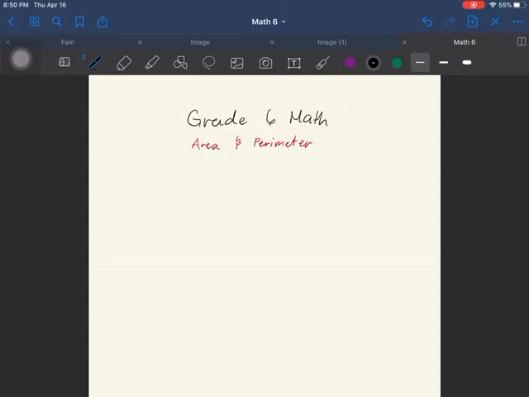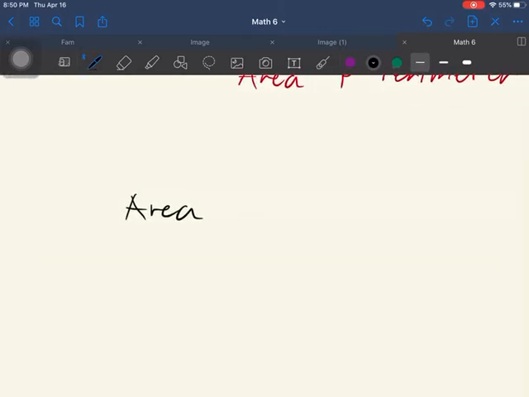So now let's begin. Area and perimeter. Area is said to be, by definition, a two-dimensional space, and we can compare this to the space of a room, a classroom, or a land area, or probably the area of your room. So that's a two-dimensional shape.